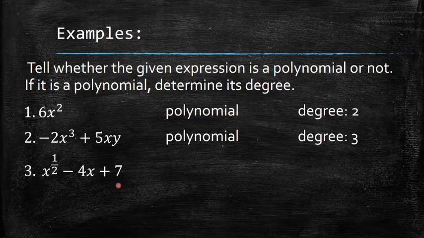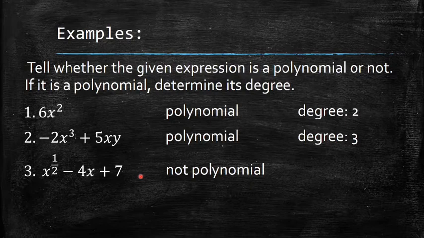Now let us have the third one: x raised to 1/2 minus 4x plus 7. Is this given algebraic expression a polynomial or not? This is not a polynomial. Why? Because the exponent of the variable is a fraction. It can be a polynomial if and only if the exponent of the variable is a whole number. But since we have here an exponent which is a fraction, this is not a polynomial.